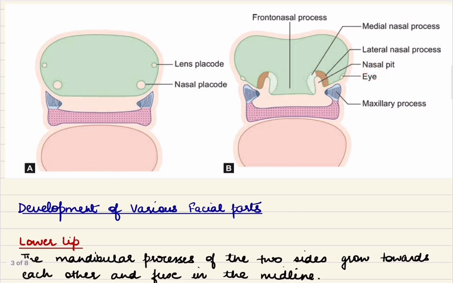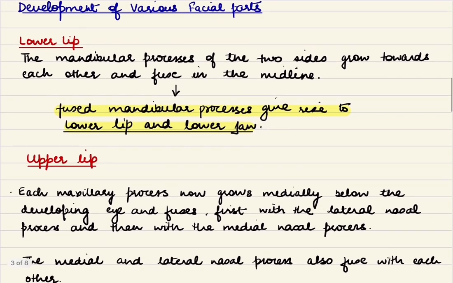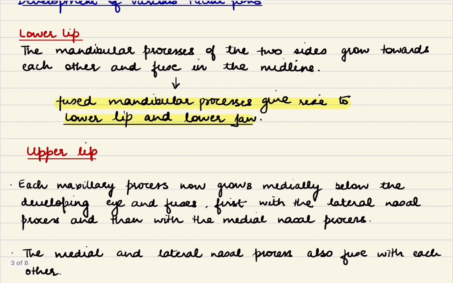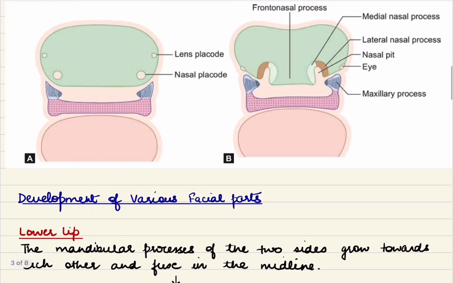Now coming to the development of various facial parts. Now the lower lip: the mandibular processes of both the sides grow towards each other and fuse in the midline. So these mandibular processes grow in the midline and fuse to each other, and hence they form the lower lip and the lower jaw, and hence also form the lower border of the stomatodium.